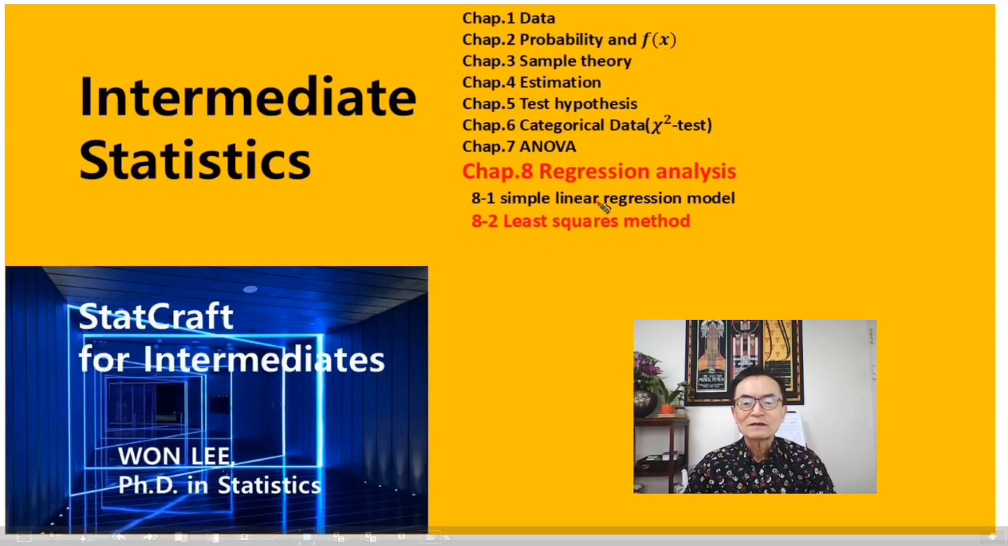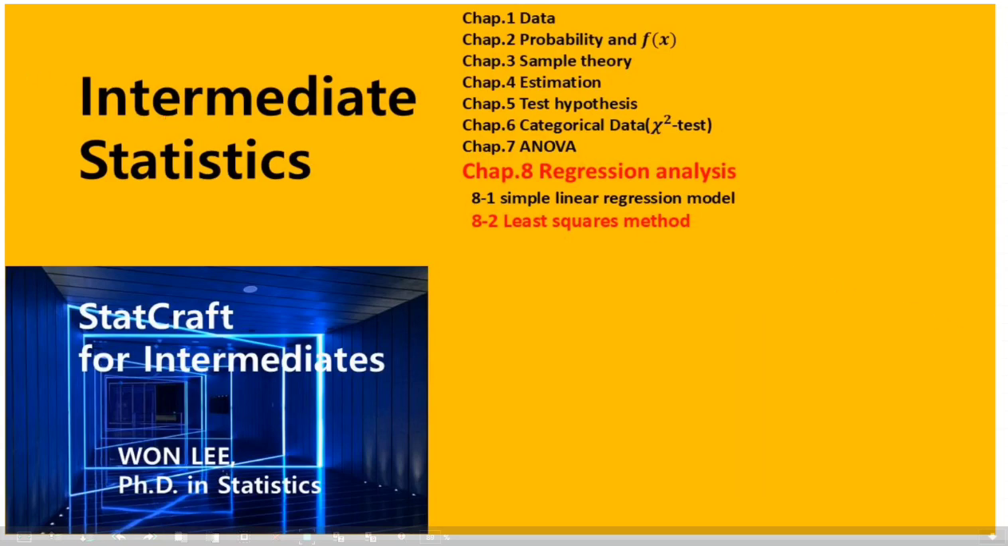I introduced the simple linear regression model last time. That model includes two parameters, beta 0 and beta 1. So we have to estimate beta 0 and beta 1 from what? From data, of course, right? So now, how do we estimate these parameters? It is called the least squares method. Let's see what the least squares method is.